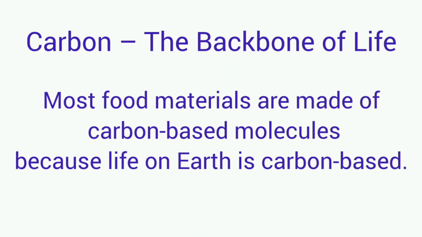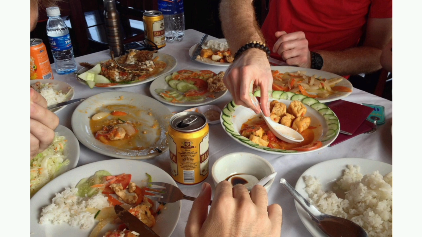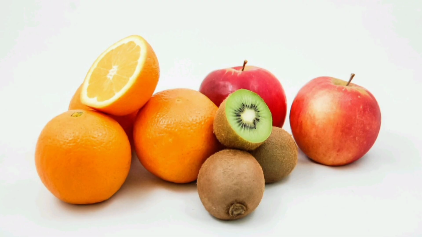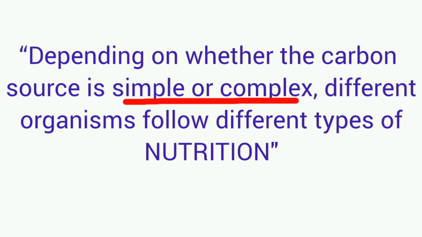And here is a fascinating fact: most food materials used by living organisms are made of carbon based molecules, because life on earth is carbon based. And so whether it is a green plant taking in carbon dioxide and water, or a human eating rice or fruit, all food sources ultimately provide carbon compounds to the body. And depending on how simple or complex these carbon sources are, different organisms follow different types of nutrition.